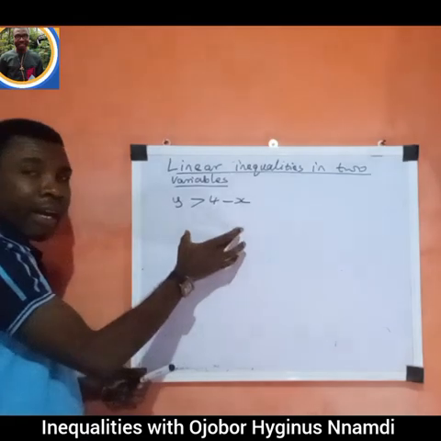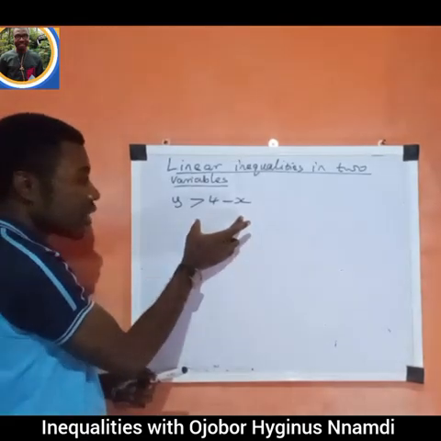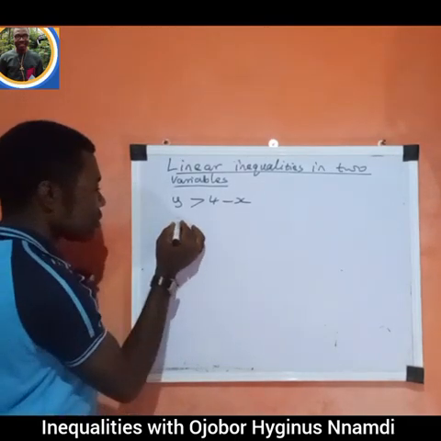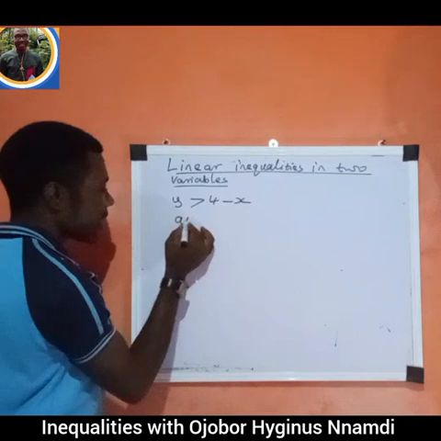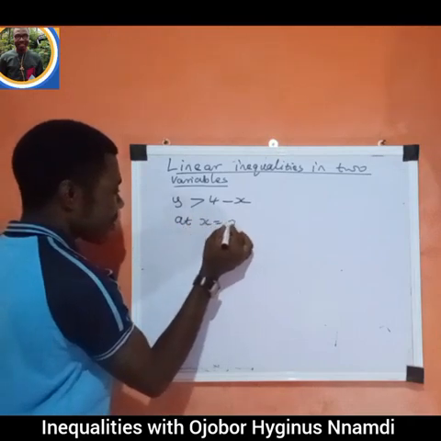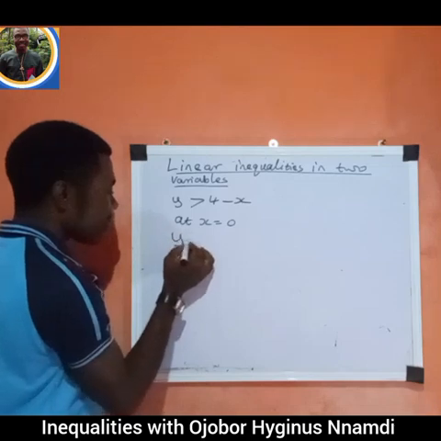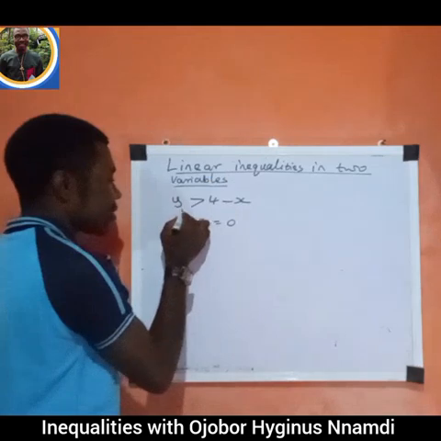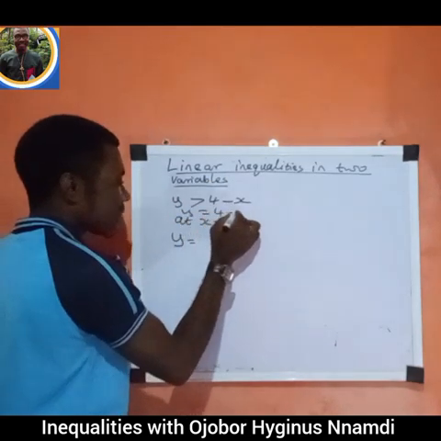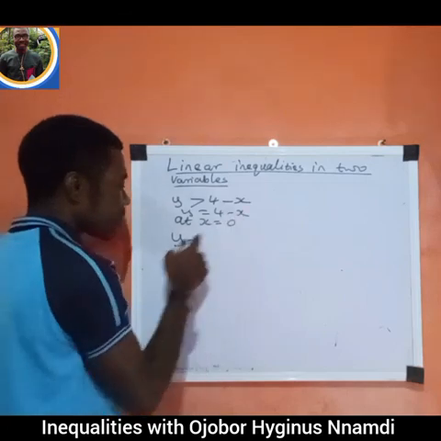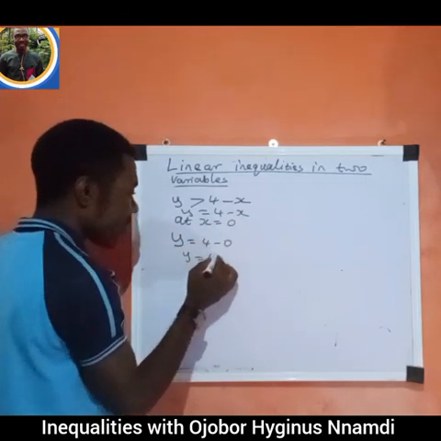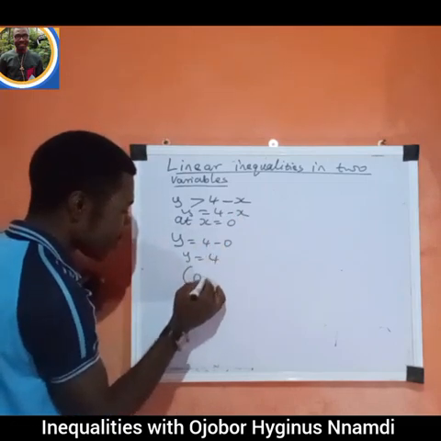So if we are to represent this inequality on a Cartesian plane, I said what we will do first is to say at x equals 0, what will y be equal to. We write this as an equation, that is y equals 4 minus x. So at x equals 0, y will be equal to 4 minus 0. That means y equals 4, and we have a coordinate (0, 4).